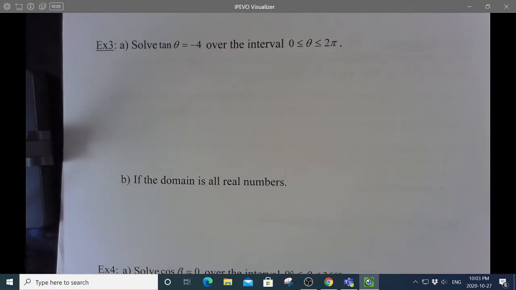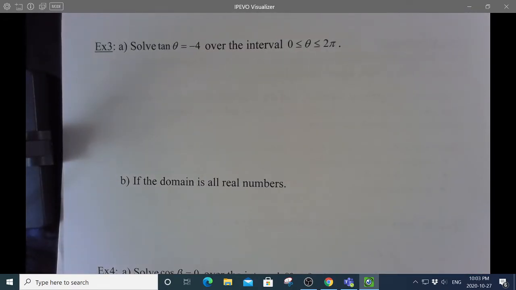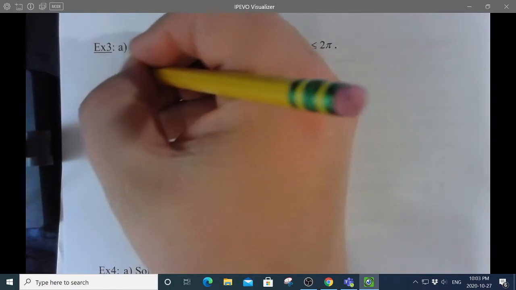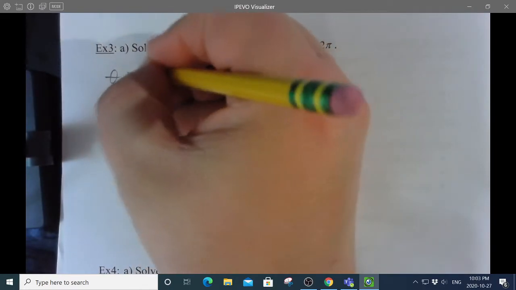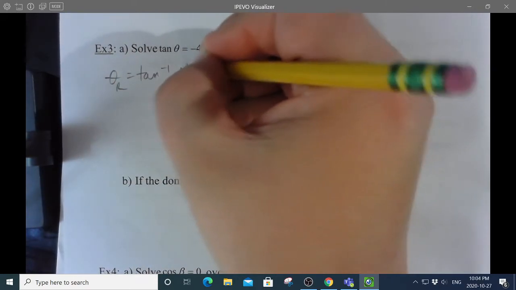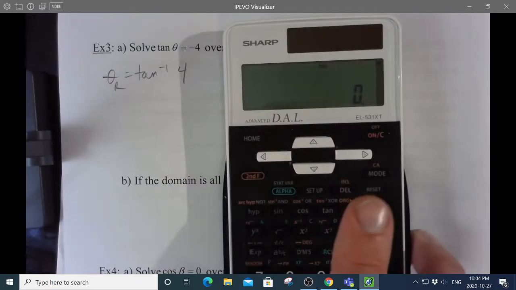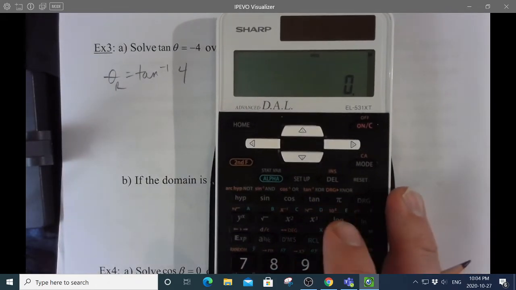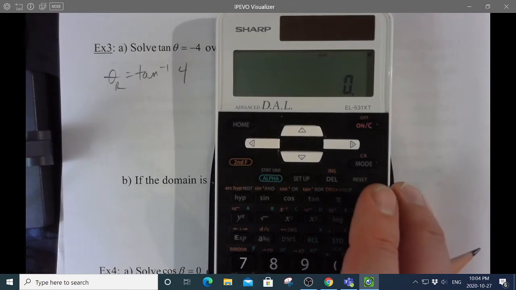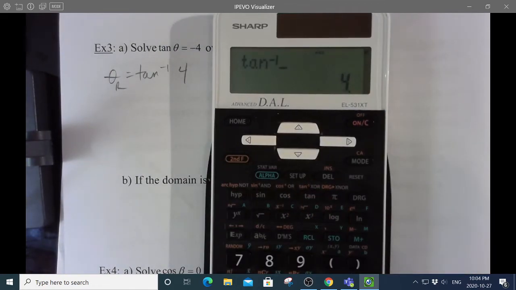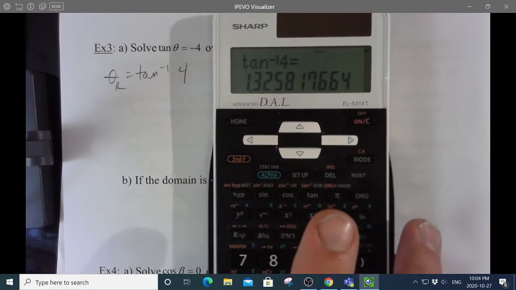Example 3. Solve for tangent of theta is -4 over the interval from 0 to 2 pi. So when is tangent -4? So again, find me the reference angle by doing the inverse tan of 4. So let's see, am I still in radians? I'll go back to this calculator because I actually kind of like it better. Am I still in radians? No, I am not. Radians. Inverse tangent of 4 is 1.3258.